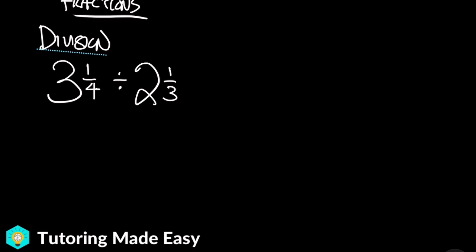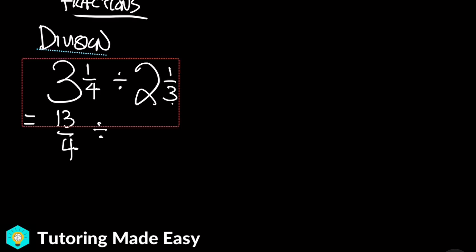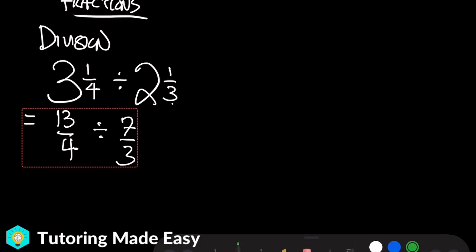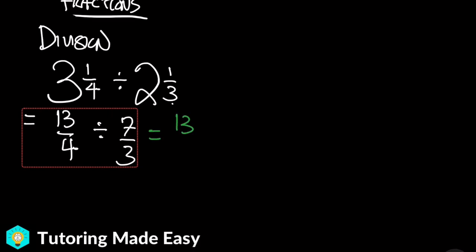So what are we going to do? How do we go about this? First, we're still going to convert this into an improper fraction. 4 times 3 is 12, plus 1 will be 13 over 4. And then don't forget to multiply 3 by 2, 6, add to 1, you get 7 over 3. And then the next thing we're going to do is write 13 over 4. We change the sign to multiplication.